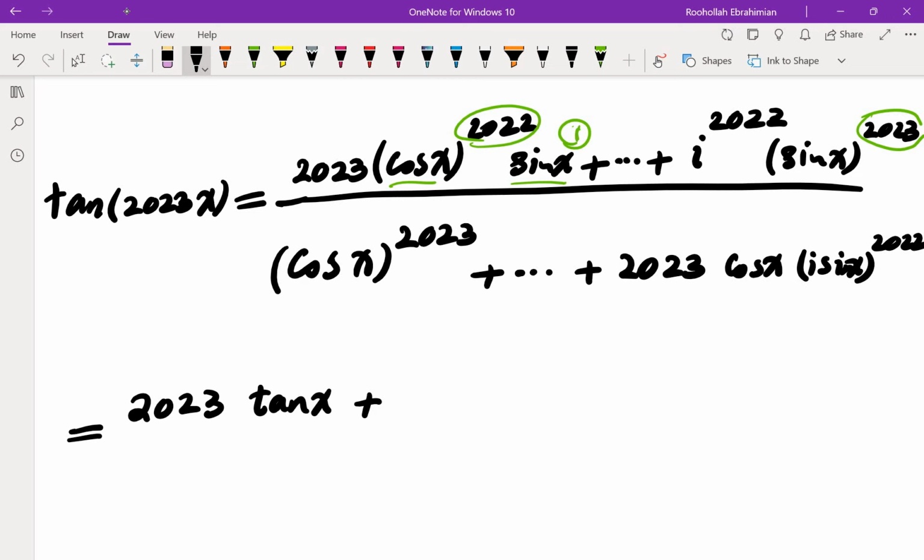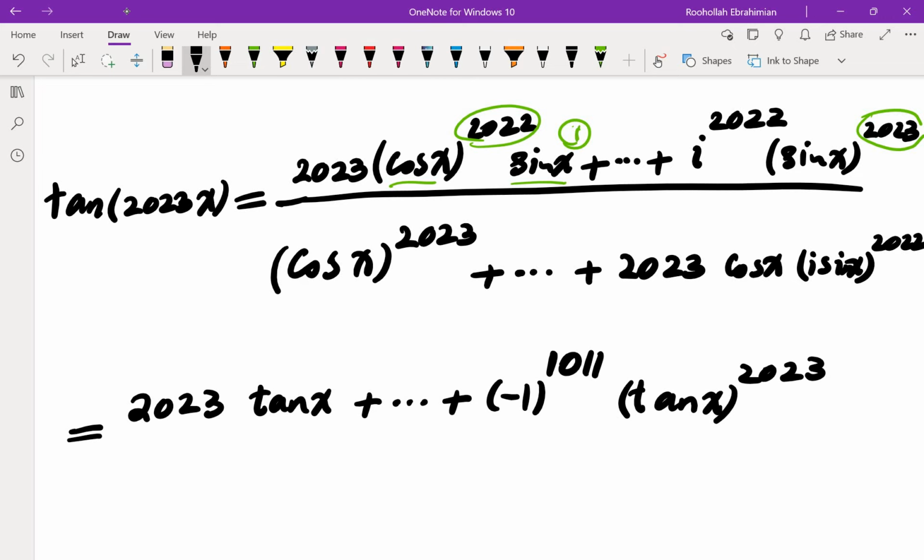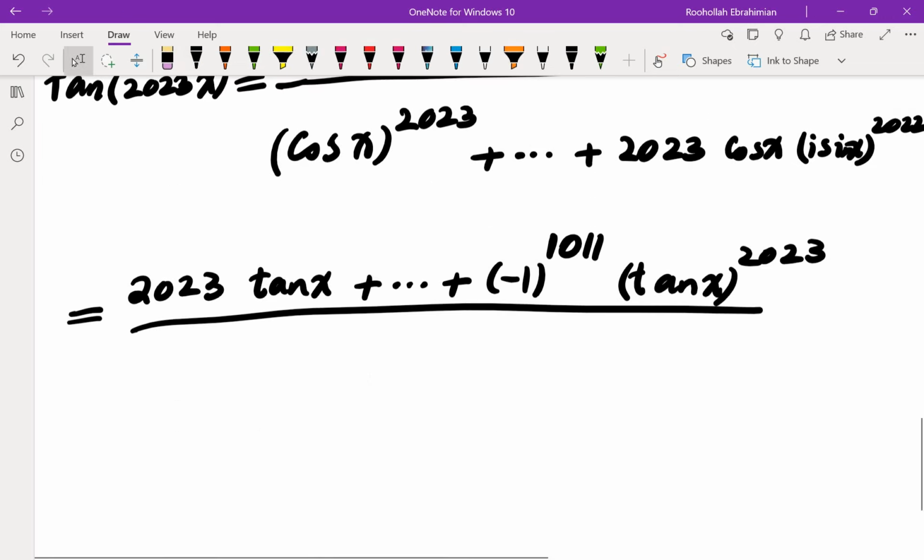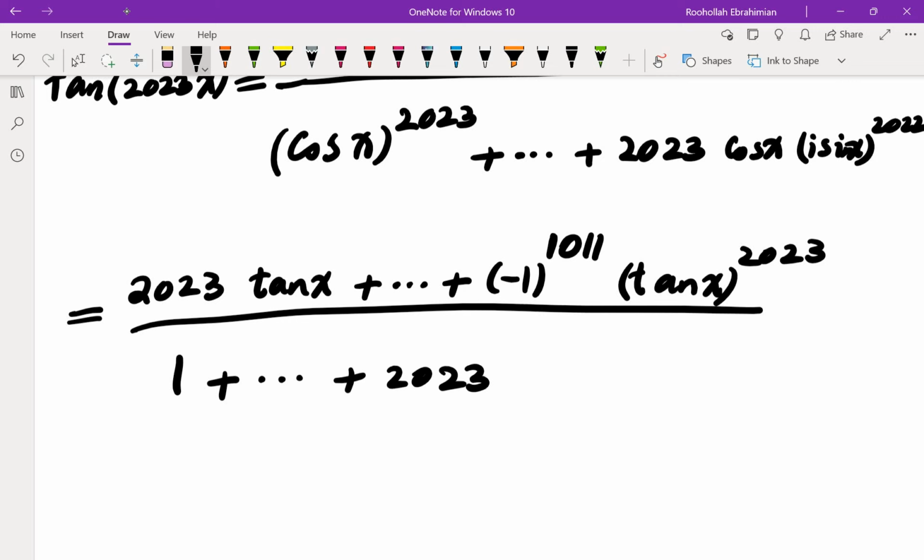2022 terms of cosine cancel with cosine of x to the power of 2022. One of them gives you a tangent. The last term is negative 1 to the power of 1011 times tan of x to the power of 2023, divided by, in the denominator, when you divide by cosine of x to the power of 2023, we get 1 all the way to 2023, and then negative 1 to the power of 1011, and then tan of x to the power of 2022.